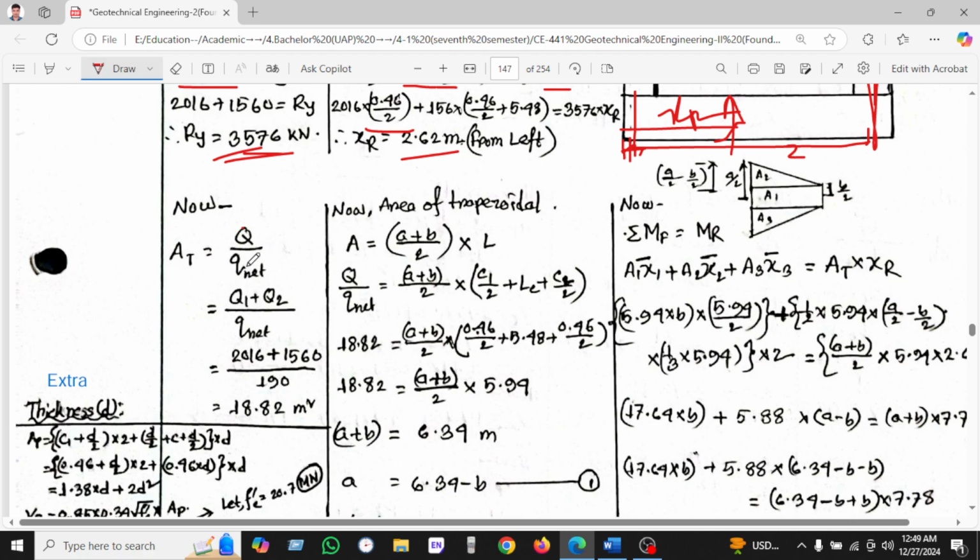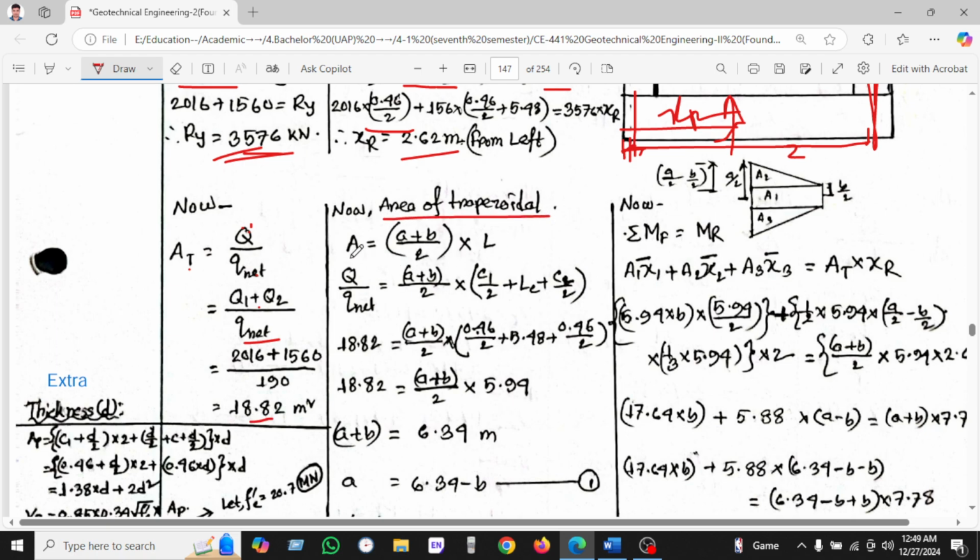Now we know stress equals force per area. So stress equals Q, and we substitute this, and area equals Q by stress, force per stress. So force equals Q1 plus Q2. We know Q1 and Q2, and stress equals the allowable bearing capacity, which is given. So this is found as 18.62.